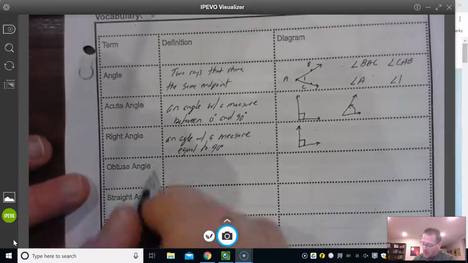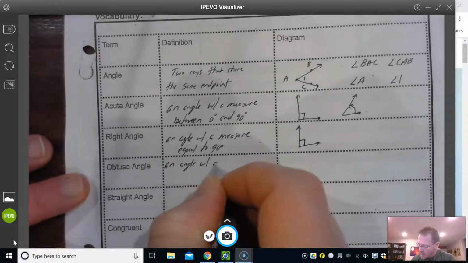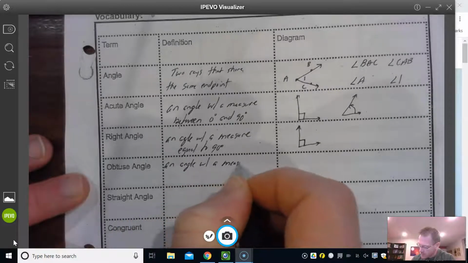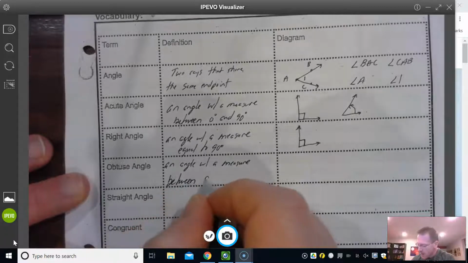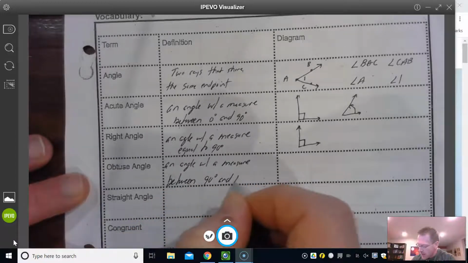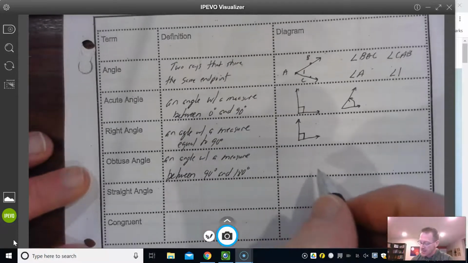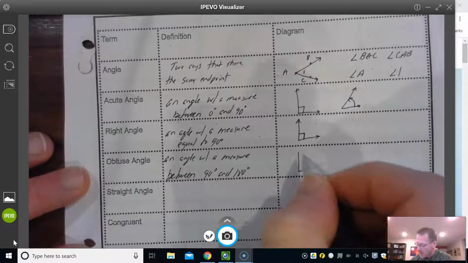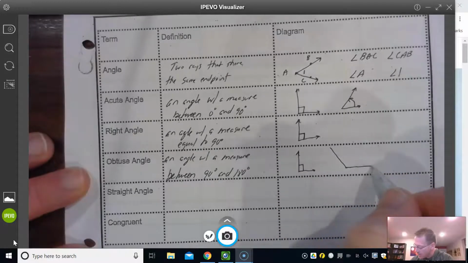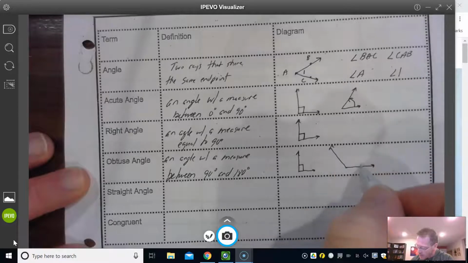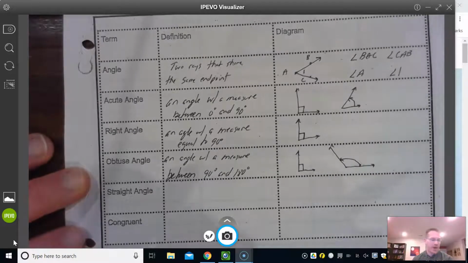An obtuse angle is an angle with a measure between 90 degrees and 180 degrees. So once again, if that's 90, that's kind of our indicator. Then an obtuse angle is more than 90. You can see that we go past that 90-degree mark when we have that.